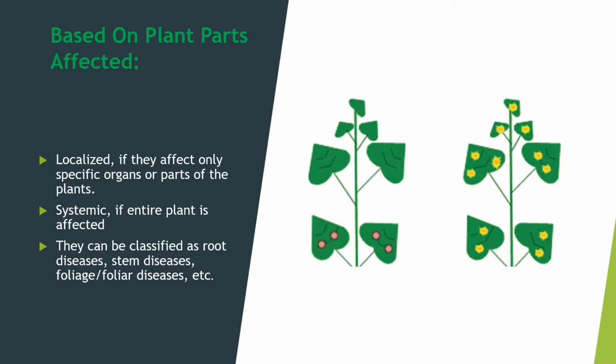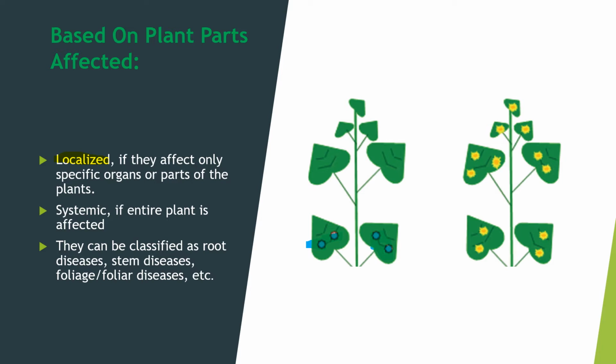So let's just have an idea how plant diseases are classified based on the plant part affected. Now if you look at these two figures, we can see that in this plant only the leaves at the bottom are infected while the rest of the plant is healthy. Such infections are termed localized. And why are they called localized? Because they are present only on specific organs or parts of the plant.